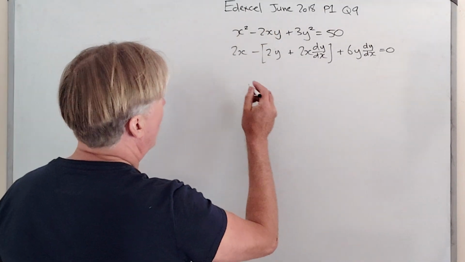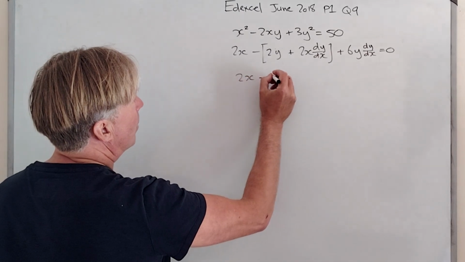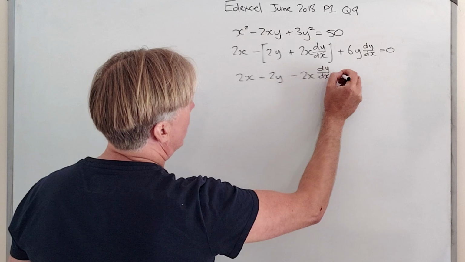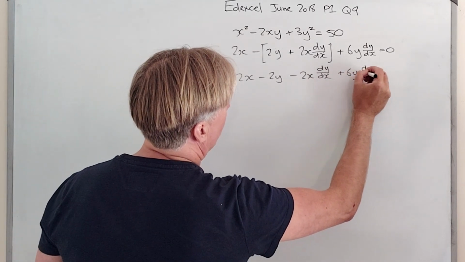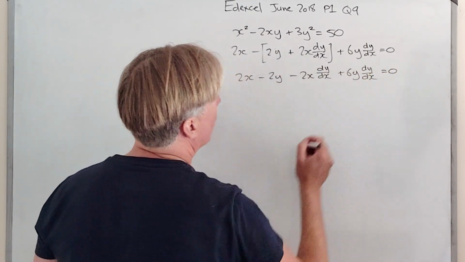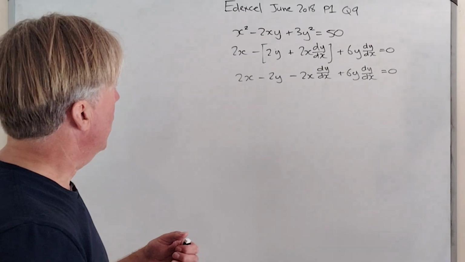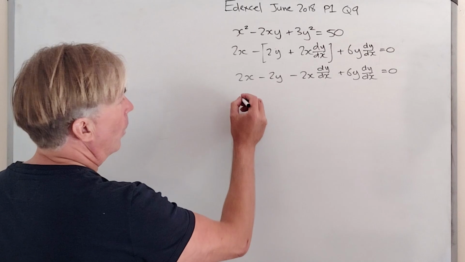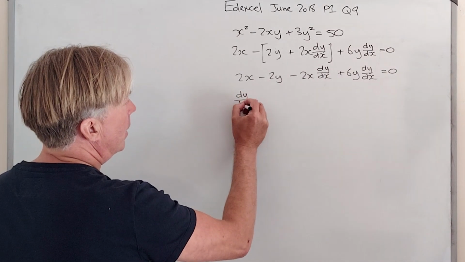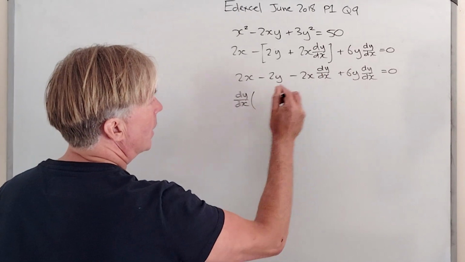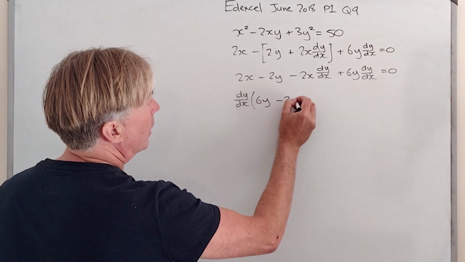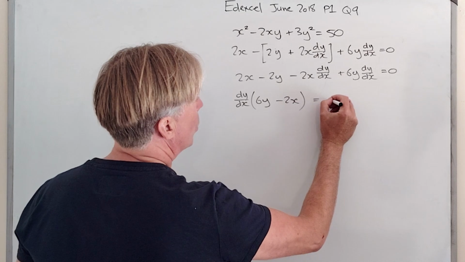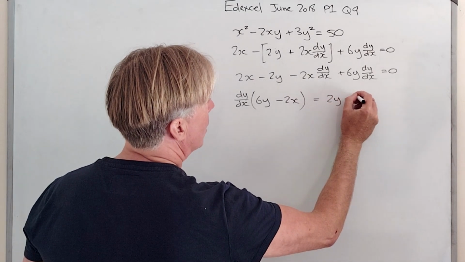Obviously I'm going to expand the square brackets out, so we get another 2x minus 2y minus 2x dy by dx plus 6y dy by dx equals 0. And collecting our dy by dx's together, and then moving everything to the other side, we end up with dy by dx brackets, so we get 6y minus 2x, so combine these two terms and factorised, equals 2y minus 2x.